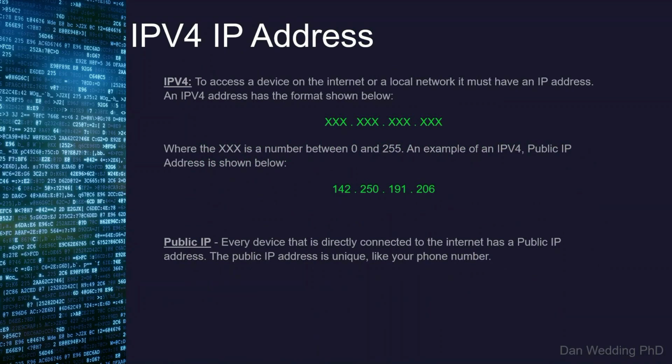To access a device on the internet or a local network, it must have an IP address. An IPv4 address has the format shown below, where the XXX is a number between 0 and 255. An example of an IPv4 public IP address is shown below. Every device that is directly connected to the internet has a public IP address. The public IP address is unique, like your phone number.